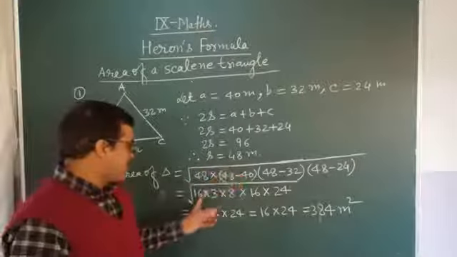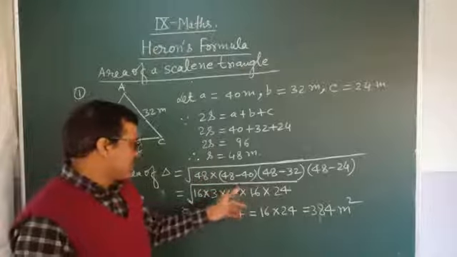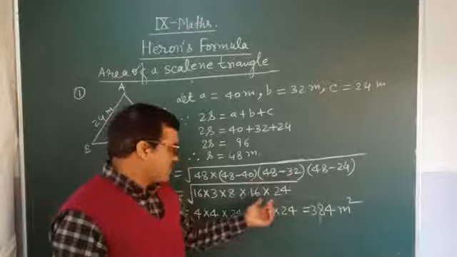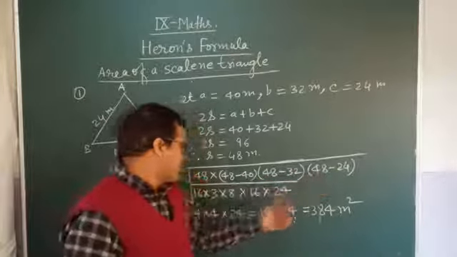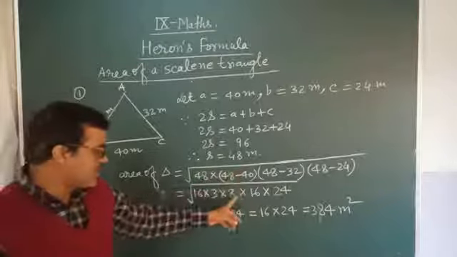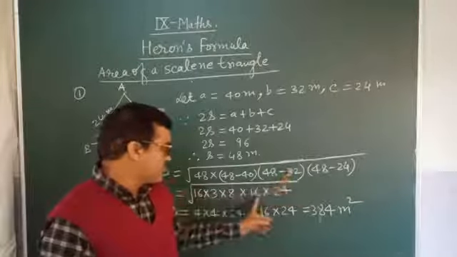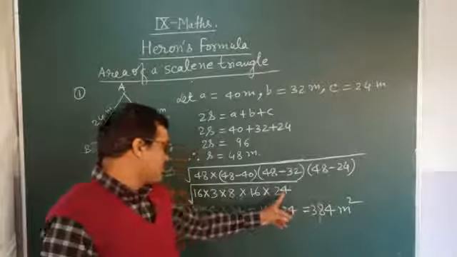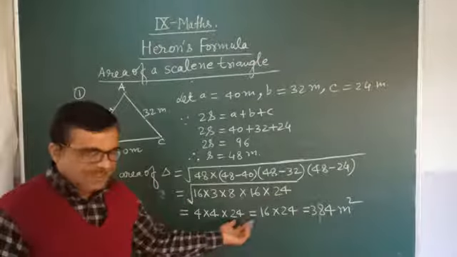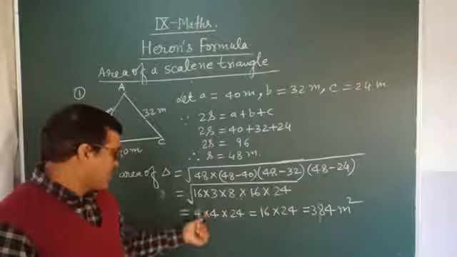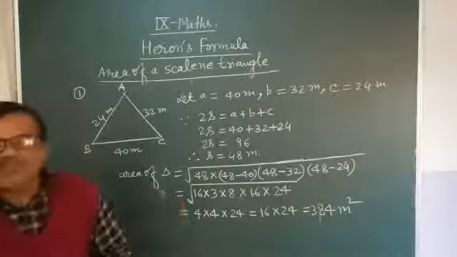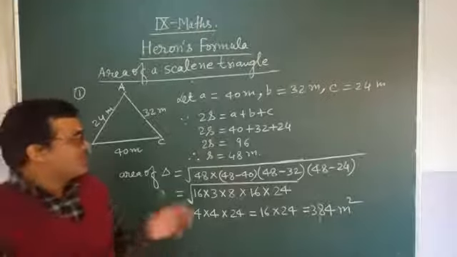Put the values: s is 48, 48 minus 40 is 8, 48 minus 32 is 16, 48 minus 24 is 24. Here 8 times 3 is 24, here 24, 24. Here the square root of 16 is 4, the square root of 16 is 4. Now we get the area of the triangle by using Heron's formula.